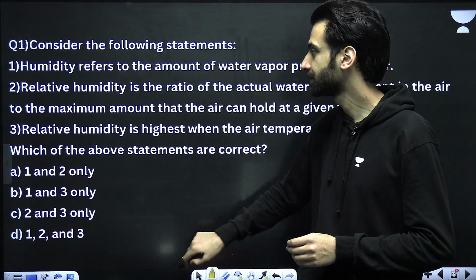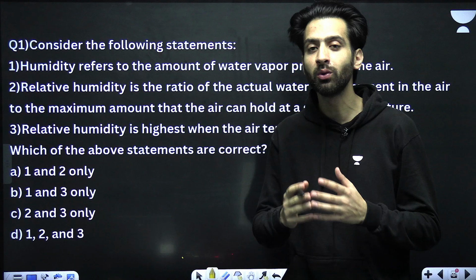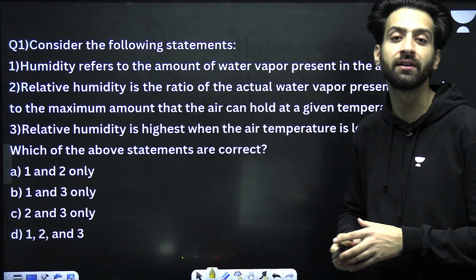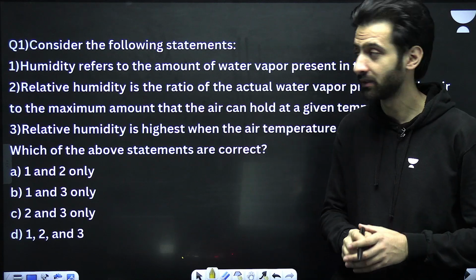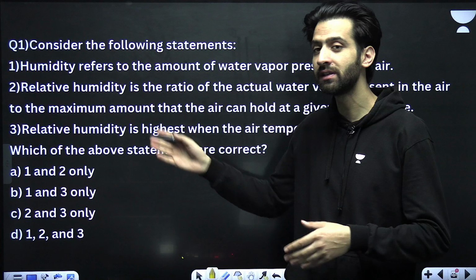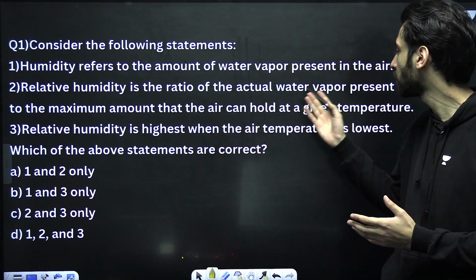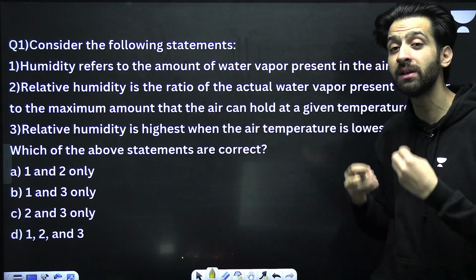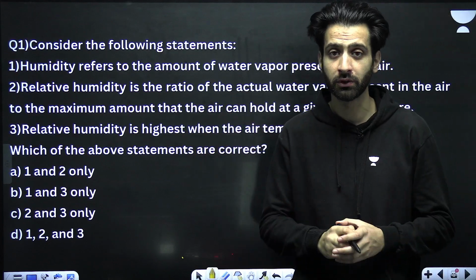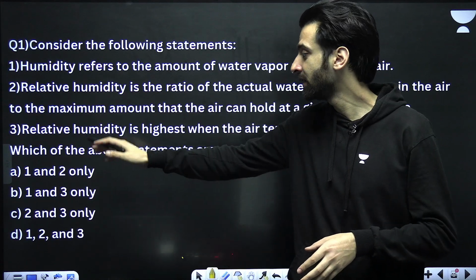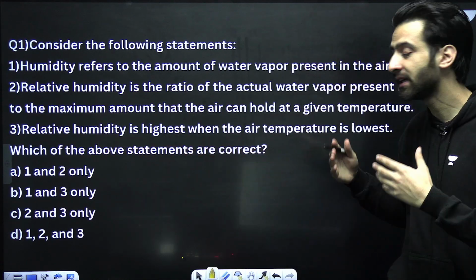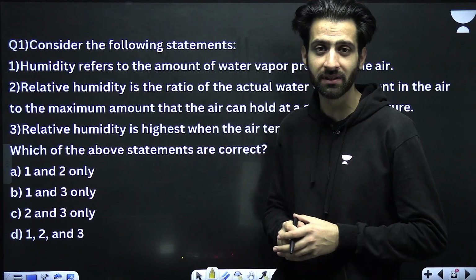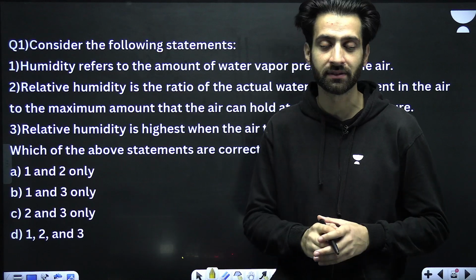This was the question. Statement one: humidity refers to the amount of water vapor present in the air. Statement two: relative humidity is the ratio of the actual water vapor present in the air to the maximum amount that can be withheld by air. Statement three: relative humidity is highest when the air temperature is lowest. These are the statements given and we have to answer these.